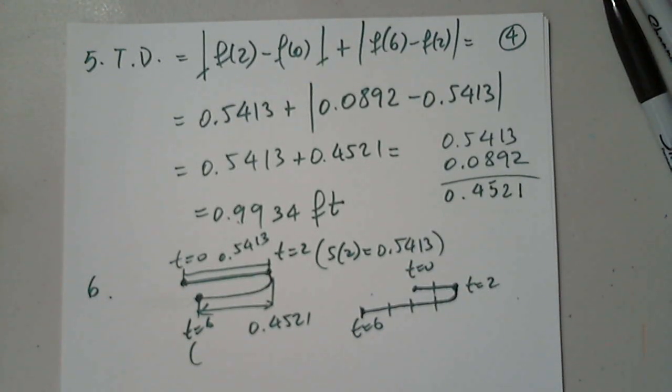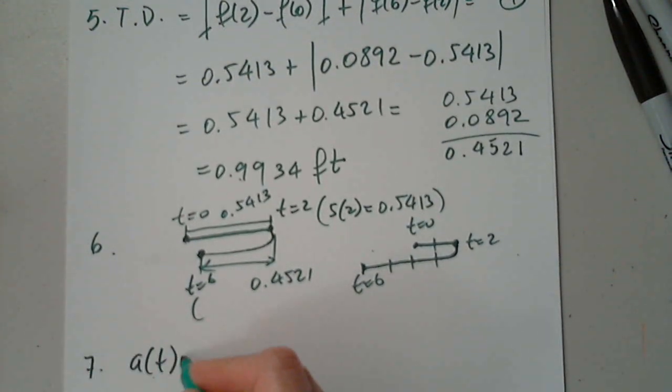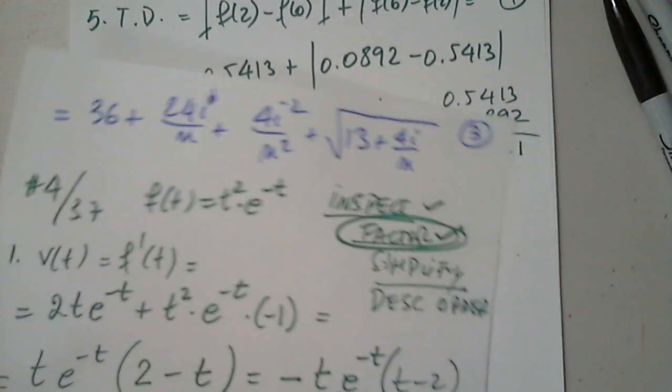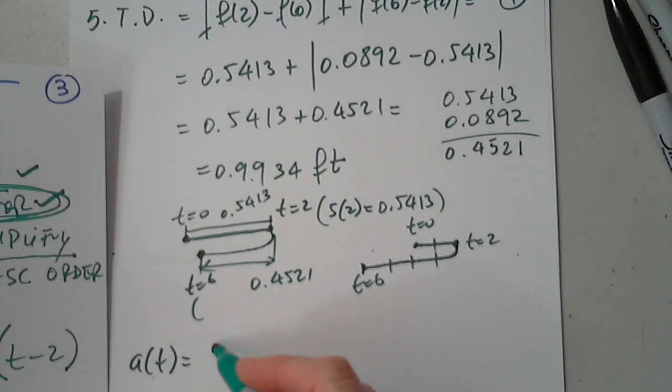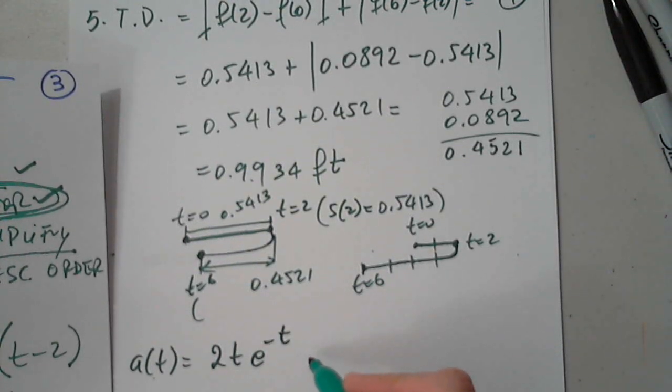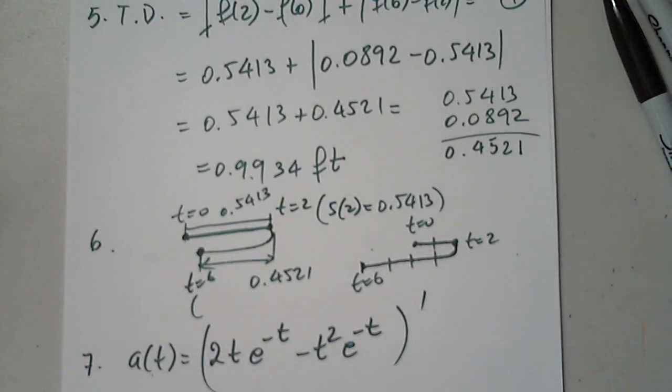Okay, then what we have, find the acceleration. We don't have to graph it. It's a graphing calculator. And when is the particle speeding up and slowing down? So in number 7, I have to find a of t. Of course, I'm going to differentiate this. So I have 2t e to negative t minus t squared e to negative t, prime.